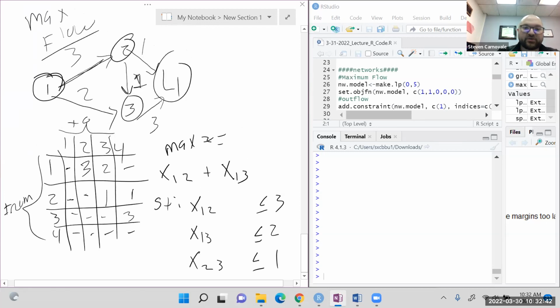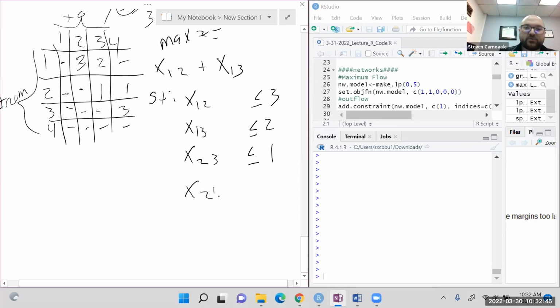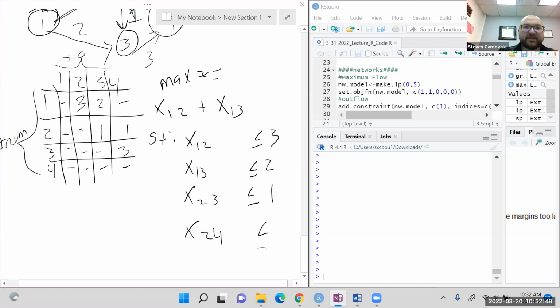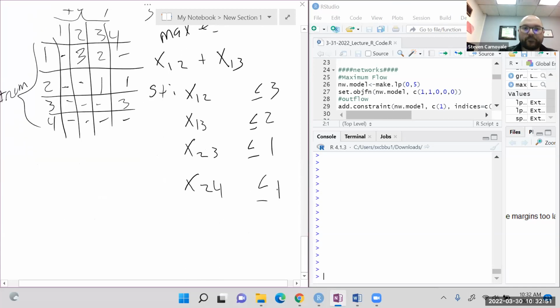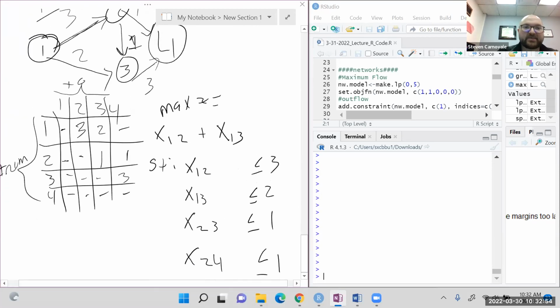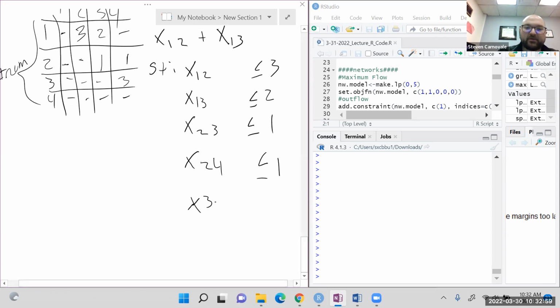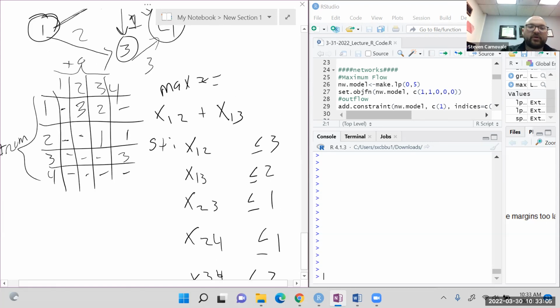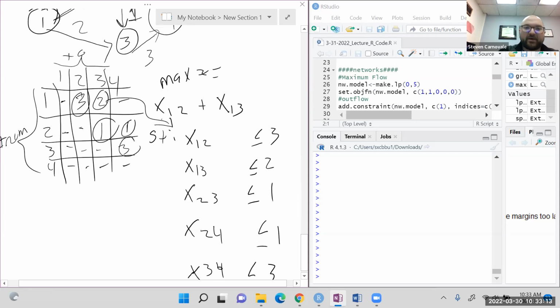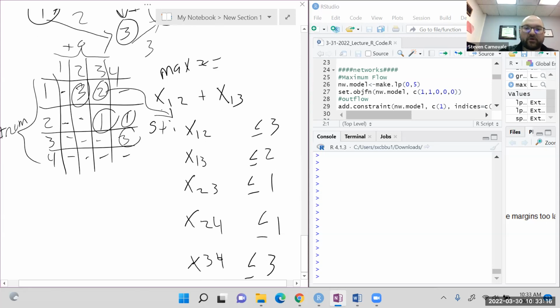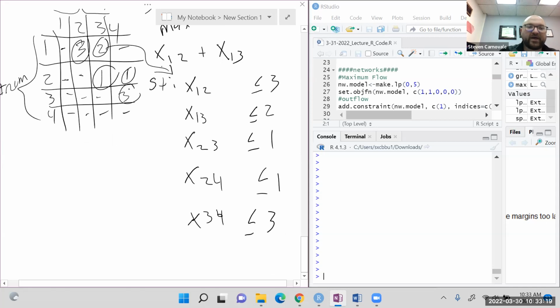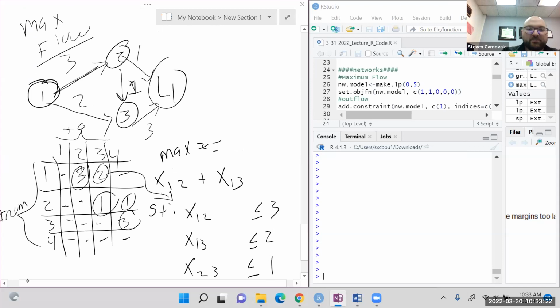What's the next flow that I have? x2 goes into 4. So I have x2,4, and that route has to be less than or equal to 1. What's the next route that I have? I have x3 to 4, right? So that route, x3,4, less than or equal to 3. And you'll notice each of the constraints corresponds to an element in the matrix, right? Each element in the matrix, therefore, corresponds to a flow.